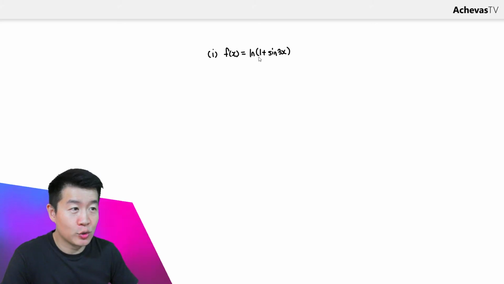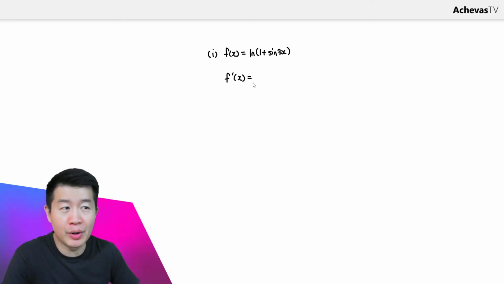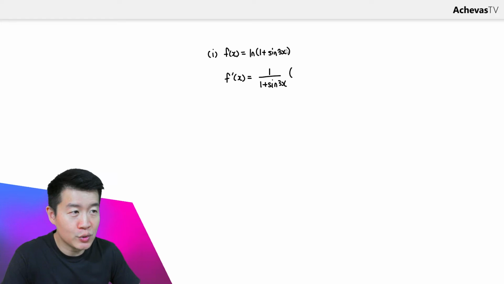We are given f(x) equal to ln(1 plus sine 3x). So the first thing that we are going to do is to find f prime x. Differentiating this with respect to x, it is going to be 1 over 1 plus sine 3x, and we will do a chain rule. Differentiating sine 3x gives me 3 cosine 3x. So f prime x is going to be 3 cosine 3x divided by 1 plus sine 3x.